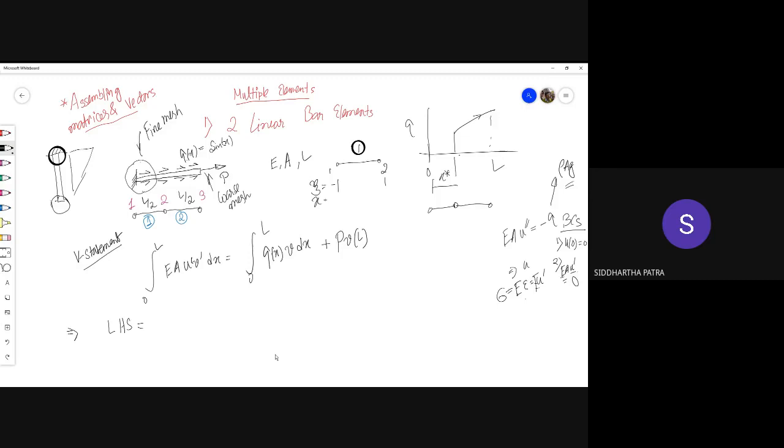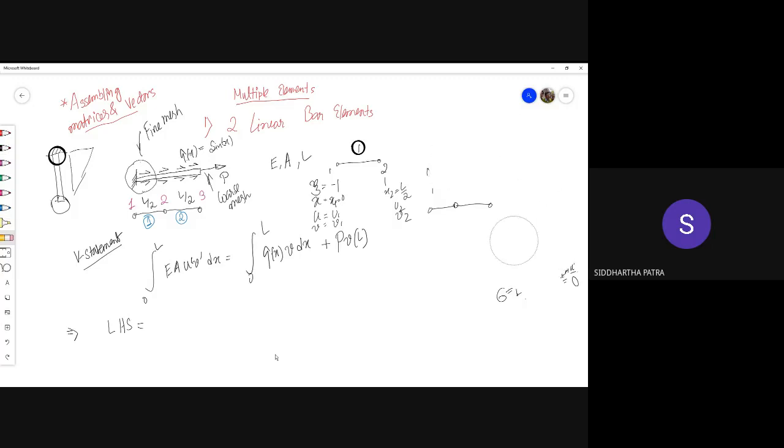But this time x1 is actually 0, but x2, again for the sake of simplicity, if I take two equal elements of length L by 2. As for u, since I do not know it, it is going to be u1 and u2, and v similarly is going to be v1 and v2. So from this point onwards, the treatment is the same that we did for the previous case, where we took a single bar element along the length of the bar.